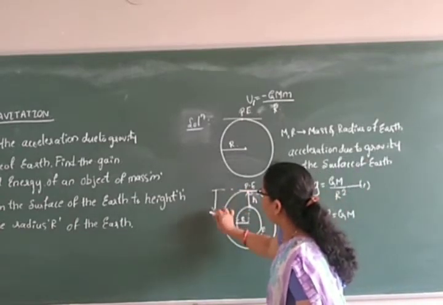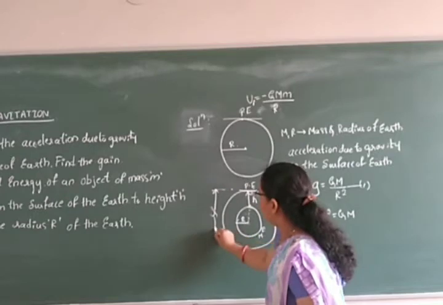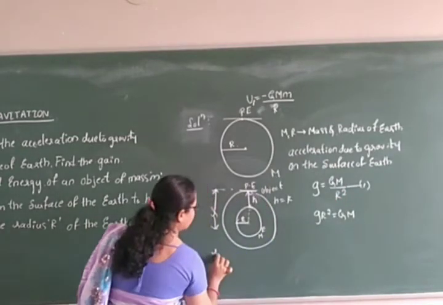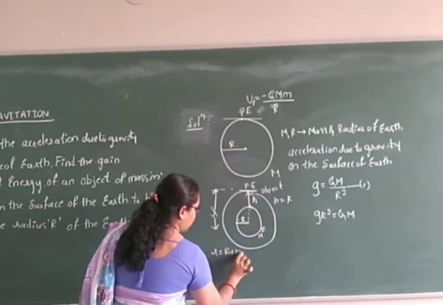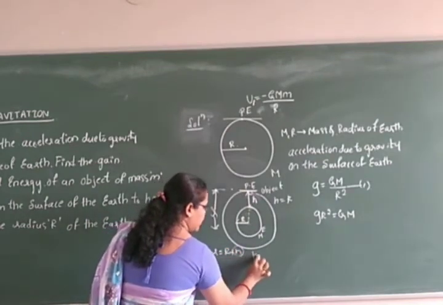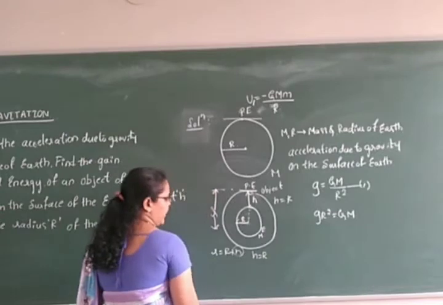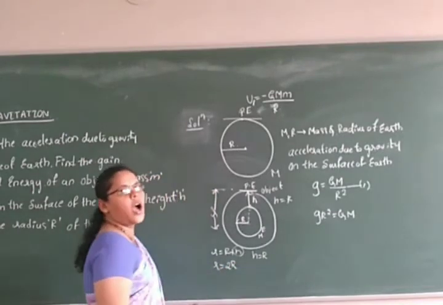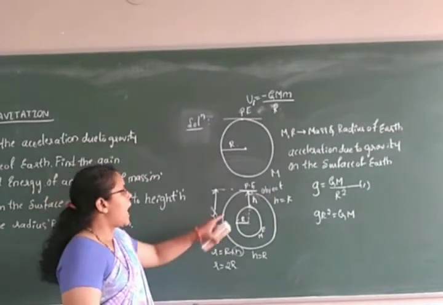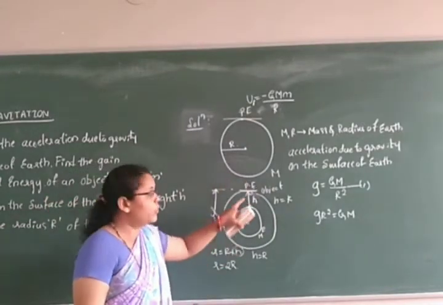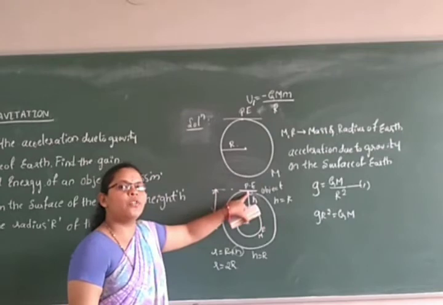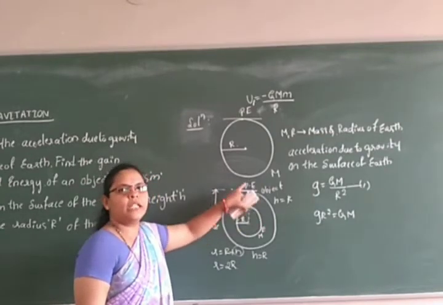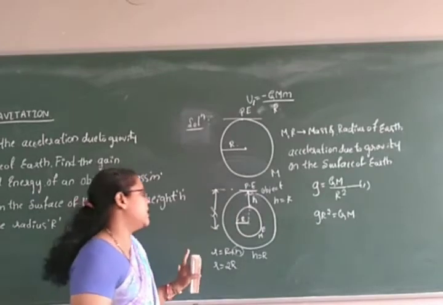So R is the total distance. Small r is nothing but R plus H. The height H is also equal to the radius of the earth. So small r becomes 2R for the object which is above the surface of the earth. So we have to find out the potential energy of the object raised to a certain height from the surface of the earth. That was the first task given here.